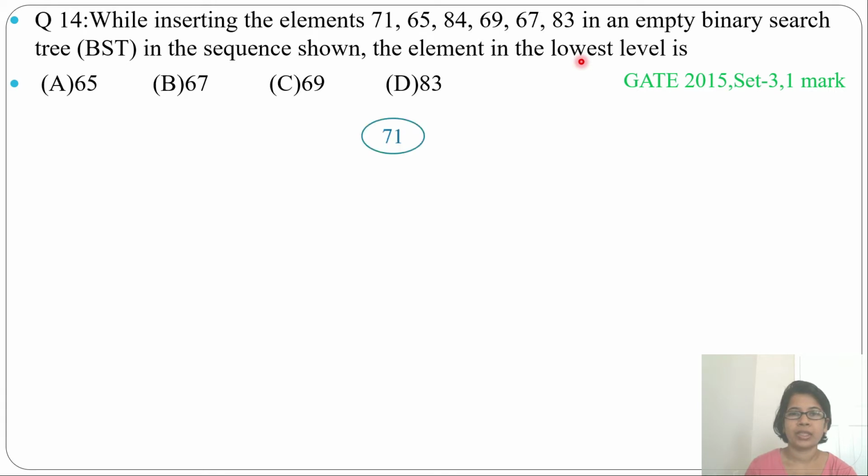So first is 71, so the first element will always be the root. Then 65, that is less than 71, so 65 goes to the left. Next 84, 84 is greater than 71, so 84 will be its right child. Next 69, 69 is less than 71, so it will be in the left subtree. And 69 is greater than 65, so it will be the right child of 65. So 69 will be inserted here.